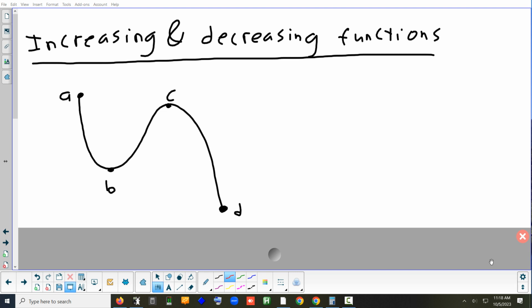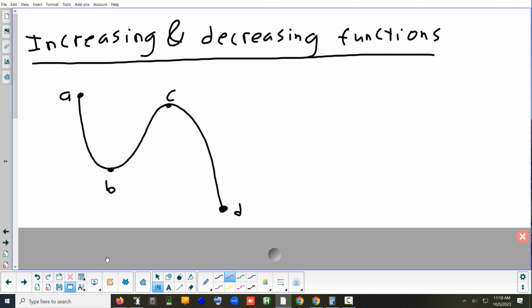Okay, so the last thing we'll look at, this is really quick from 3.1, has to do with figuring out where a function is increasing or decreasing. And to do that, you have to find the local mins and maxes. So it ties in with that.